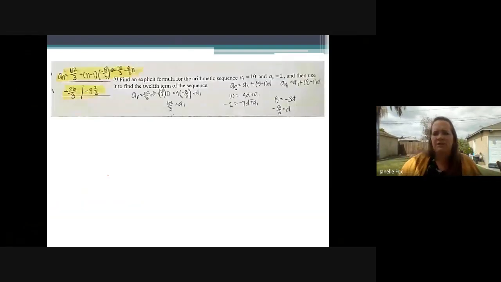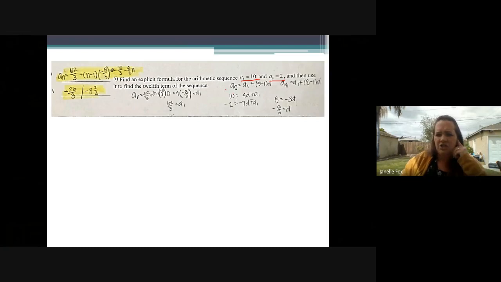Okay, question number 5, it says find an explicit formula for this arithmetic sequence. They gave me the 5th term and the 8th term, so I had some work to do. This might have been a tricky question for you guys. It's a little difficult, so if you missed number 5, don't feel bad about it. Just learn from it right now.